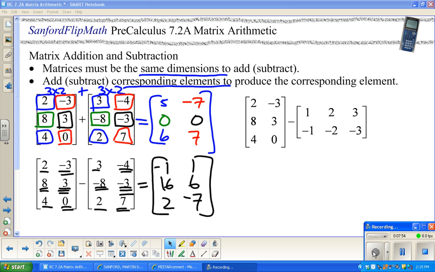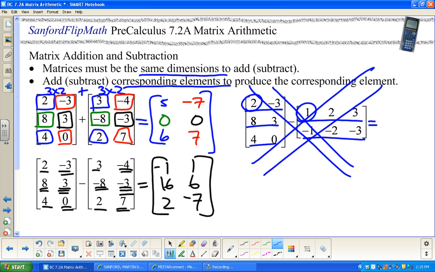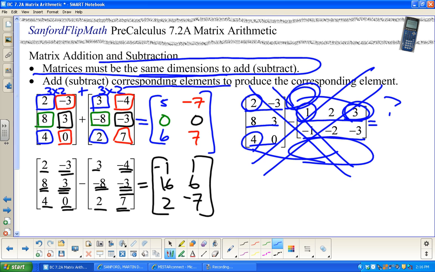Okay, one more of those. Okay, so 2 minus 1 would be, now wait a minute. This has 3 rows. This has 2 rows. I can't do that one. Okay, so that it's just not allowed. There's no way to do 2 minus 1, -3 minus 2, and then what would I do with this 3? I can't do it. There's no row down here. Okay, so I can't do anything with that. The dimensions must match in order to be, they have to be the same shape, same number of rows, same number of columns. Okay, fairly intuitive, I think.